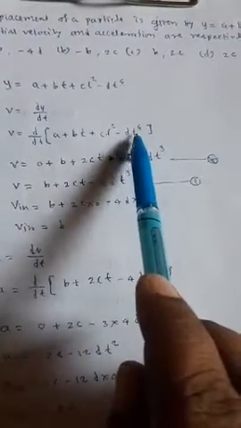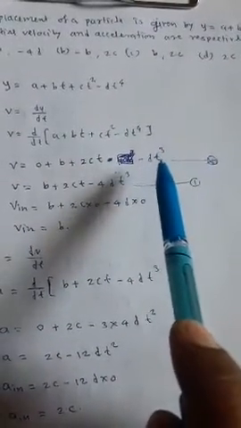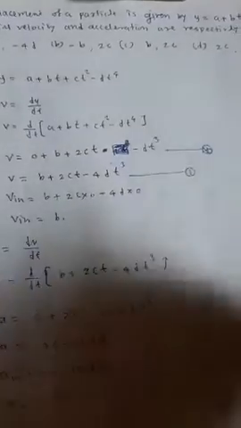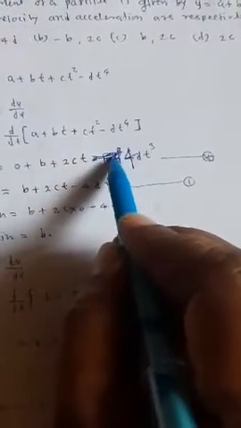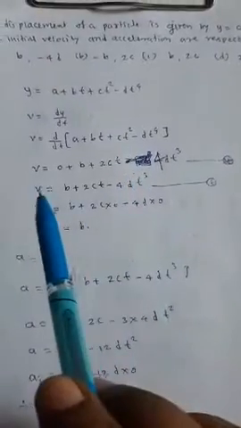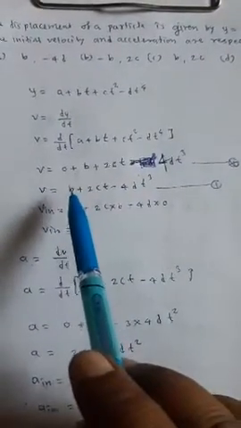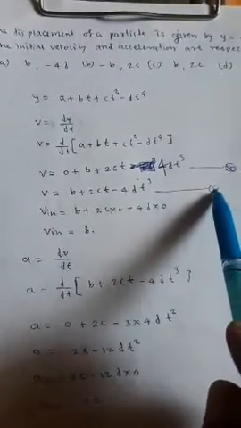And the derivative of t to the power 4 is 4 into t cube. So this is minus 4dt cube. Or we can write this relation: v is equal to b plus 2ct minus 4dt cube. Say equation number 1.